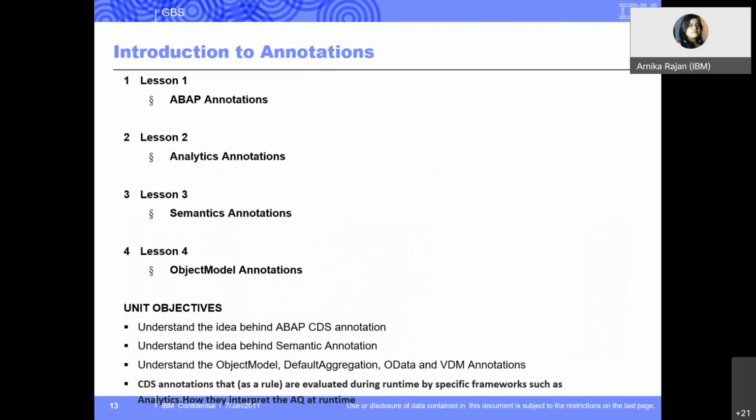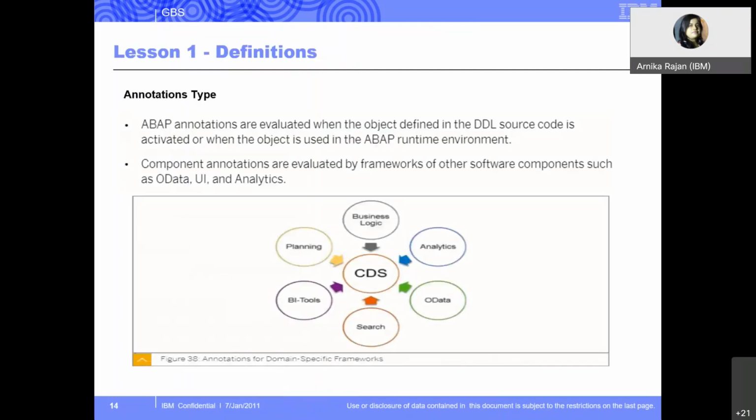So this is what I told you. Basically, a CDS annotation is nothing but a rule that SAP has defined, which gets evaluated during runtime by the specific frameworks in analytics. How they interpret that analytics query at runtime is something we can define through these annotations. We have four annotations used in CDS views: ABAP annotations, analytics annotations, semantic annotations, and object model annotations. One by one, we can go through the slides.